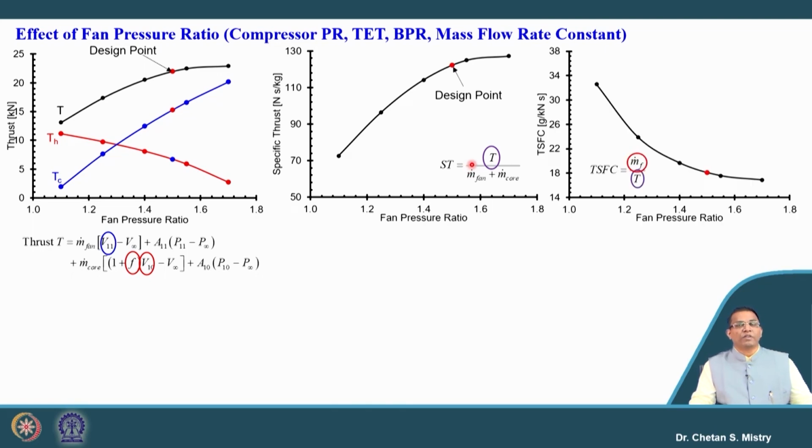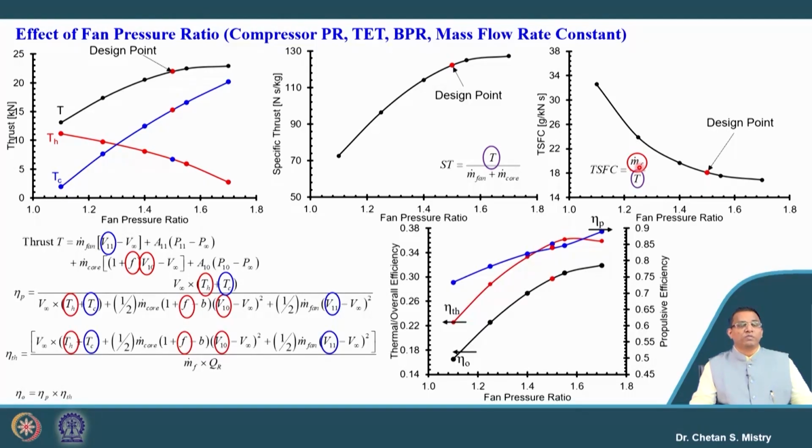Here in this case, we are interested in thrust specific fuel consumption. Since my thrust is coming in the denominator, with the increase of fan pressure ratio, we will be having a decrease in thrust specific fuel consumption. Again, there will be a variation in the mass flow rate of the fuel, but that variation is small compared to the variation of the thrust, and that is the reason our thrust specific fuel consumption is reduced.